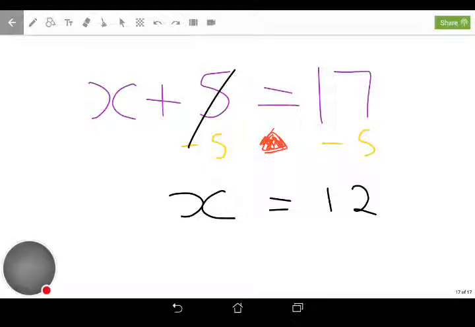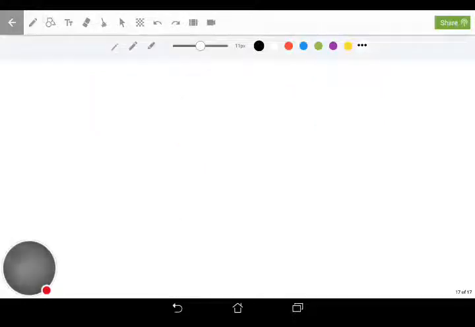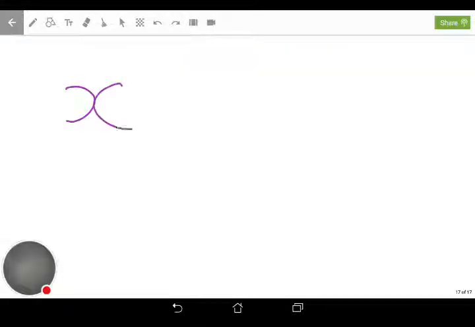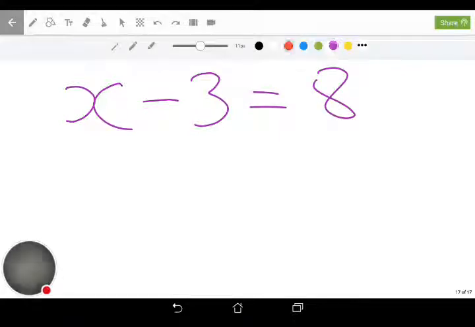So let's have a look at another example. Okay, x minus 3 equals 8. Again, like I've just said, we're going to look at the equals like a set of scales where it's important to keep it balanced. And if you don't, we're doing something wrong. Let's have a look at this. Now, we've got something, take away 3 is 8.